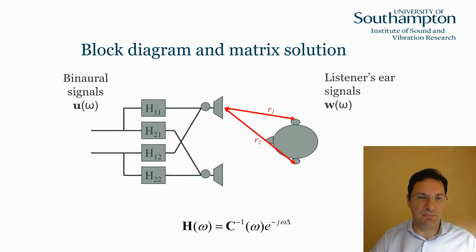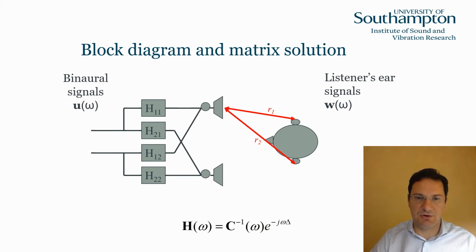So again, this is the block diagram of our system. We have the target binaural signal. We have the signal W at the listener's ears. We have our crosstalk cancellation filters that we have designed by inverting the plant matrix. We do that frequency by frequency, and we apply also a modeling delay.